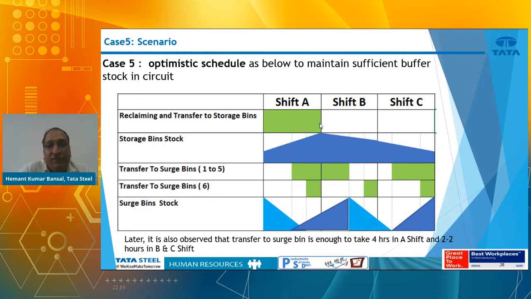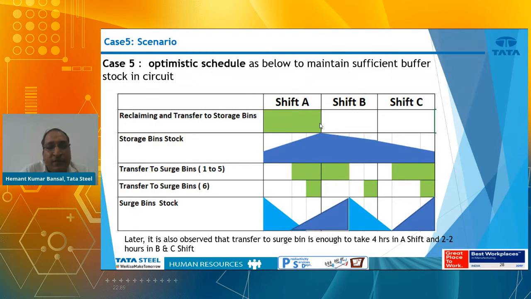In this we can maintain enough buffer stock in the circuit, so there will not be any problem, because it is very much required to run the circuit continuously. So we have taken reclaim only for one shift, shift A. So you can see in the storage bins, first the stock level will increase, and in the other 2 shifts the storage level will slowly go down.